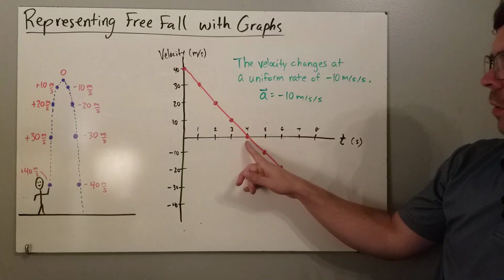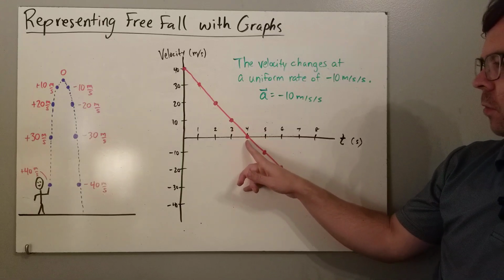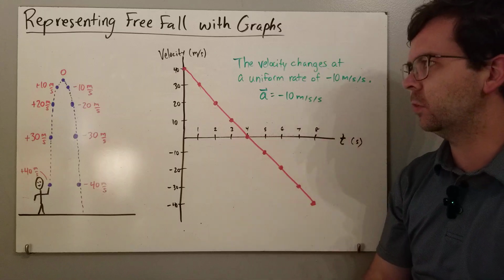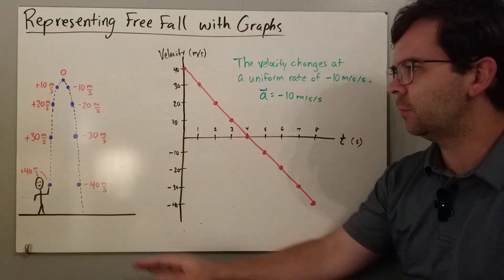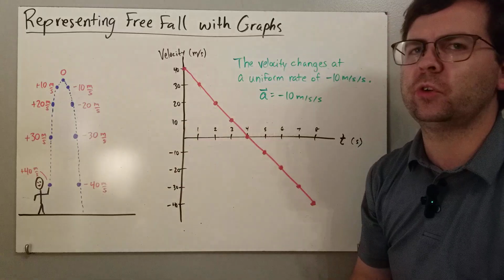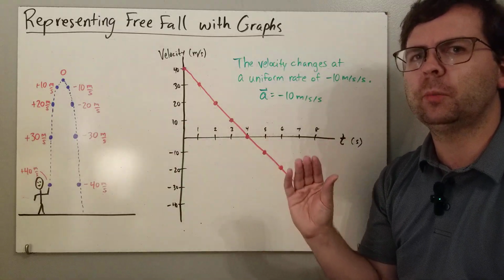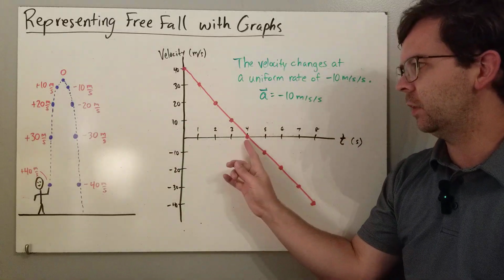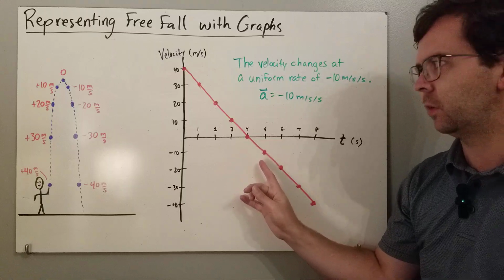And what's significant here at second number 4 is the velocity just for an instant is 0. And so every time a ball reaches the top of its trajectory, it pauses just momentarily, just for an instant, and then starts to turn around and come back the other direction.